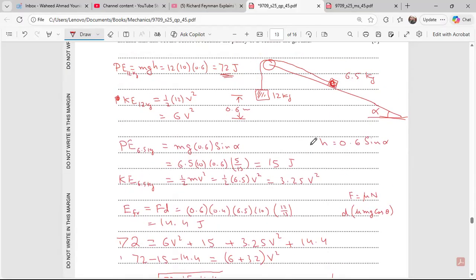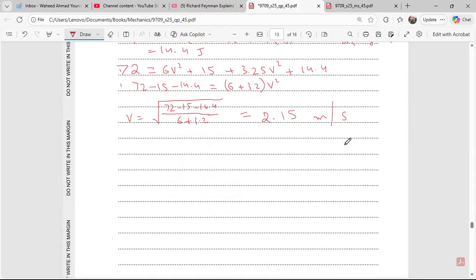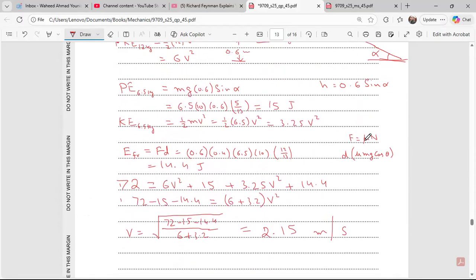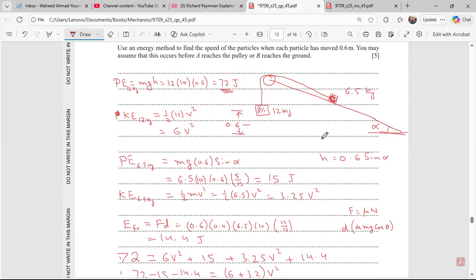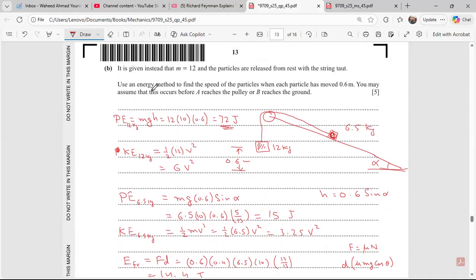Okay, I hope this question was clear. It was interesting. I hope you enjoyed this one. There are some other alternative ways to do this problem, but I just used the energy method because they're asking us to do it this way.